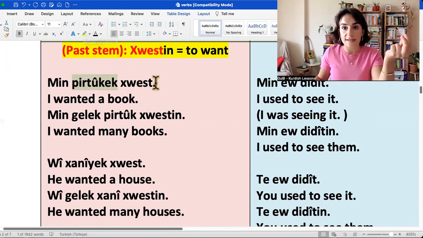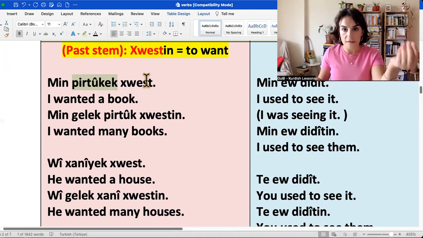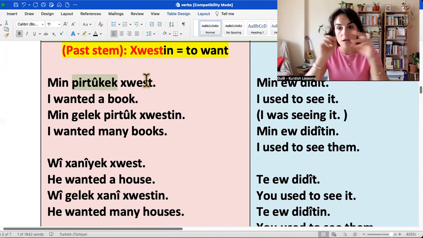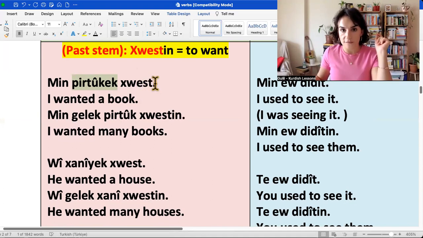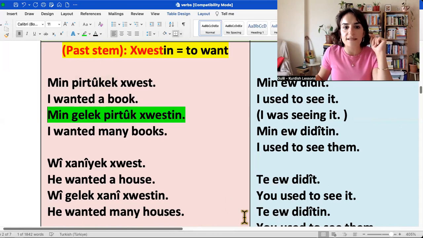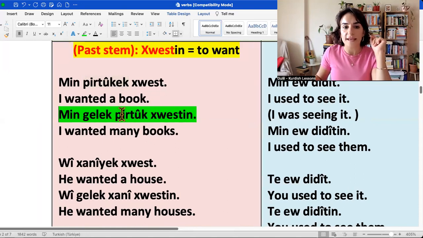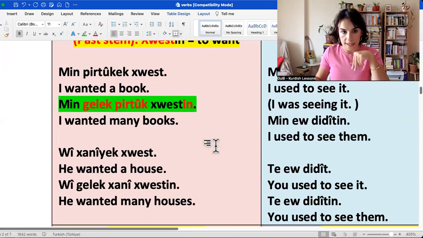So you don't need to add anything to your verb. It's a transitive verb as well. So with transitive verbs, there is a rule called ergativity, okay? And for this rule, you conjugate the verb for the object, according to the object, okay? In the second example, min qalek pertukak khastin. I wanted many books. So here we have, as an object, qalek pertukak, many books. That's why we have an at the end. Okay.